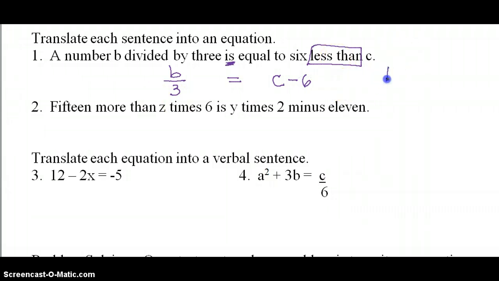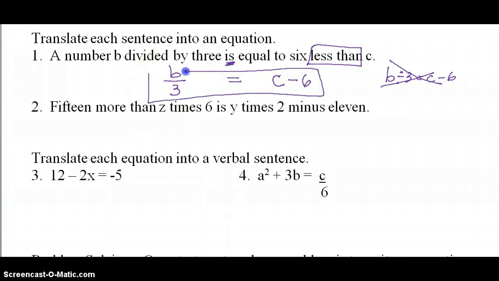And this is how I would write that equation. Now someone's going to ask me, could I write b divided by 3 equals c minus 6? Technically, you have translated that sentence, but this is going to be more difficult to solve. So I prefer that you write the equation like this.